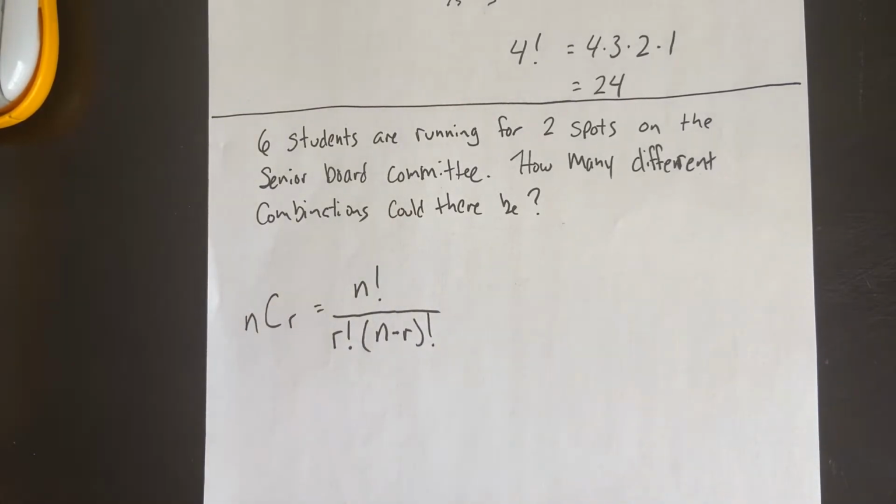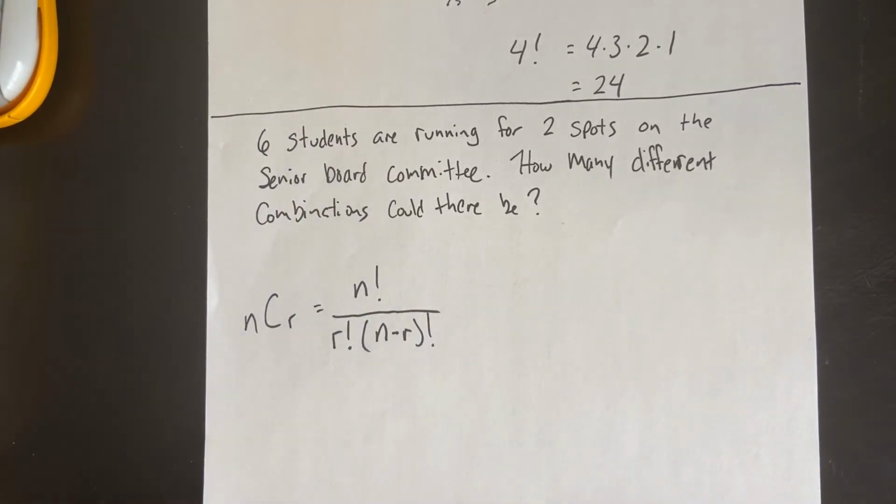One example here: 6 students are running for 2 spots on the senior board committee. How many different combinations could there be? I'm going to show you how to do this by hand first, and then at the end of this video, I'm going to show you a short and sweet calculator hack to do this as well. First you need to think about why this is a combination and not a permutation.